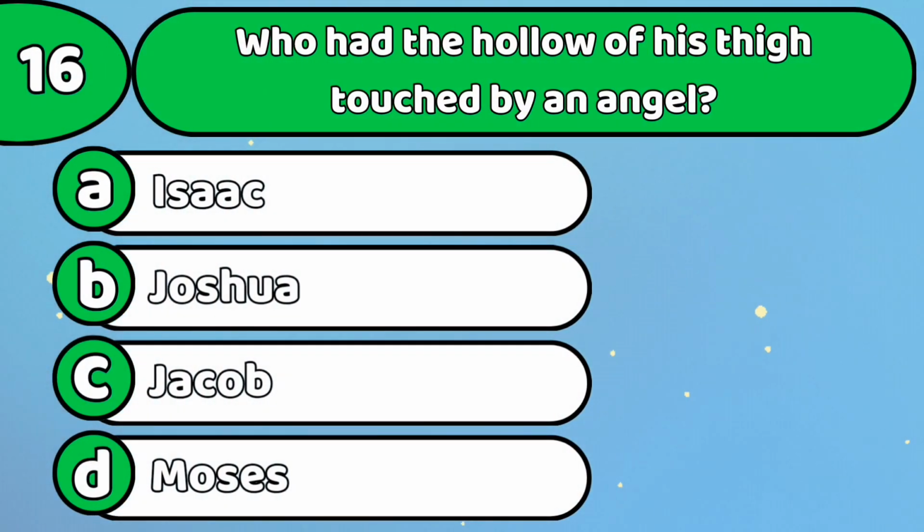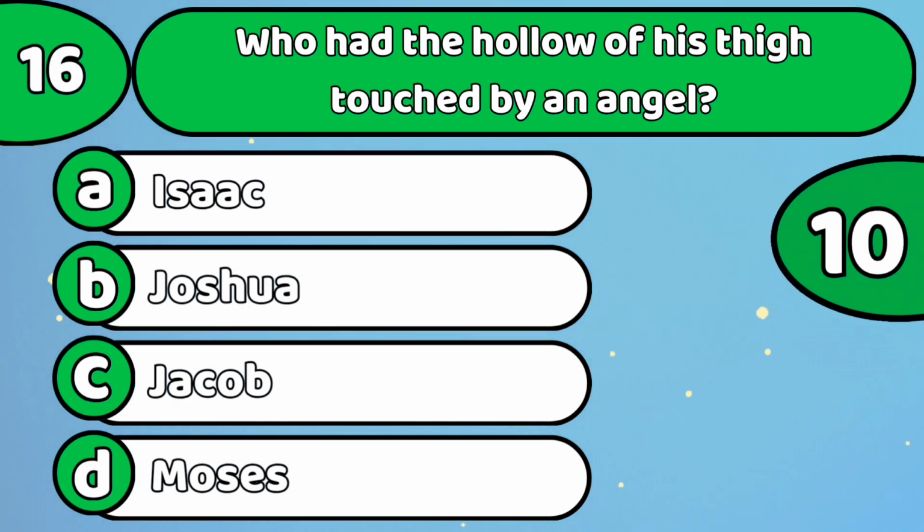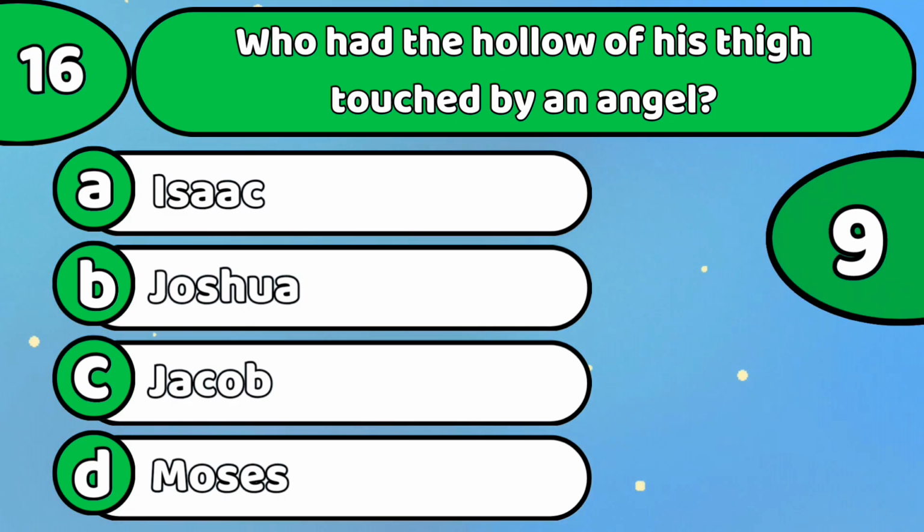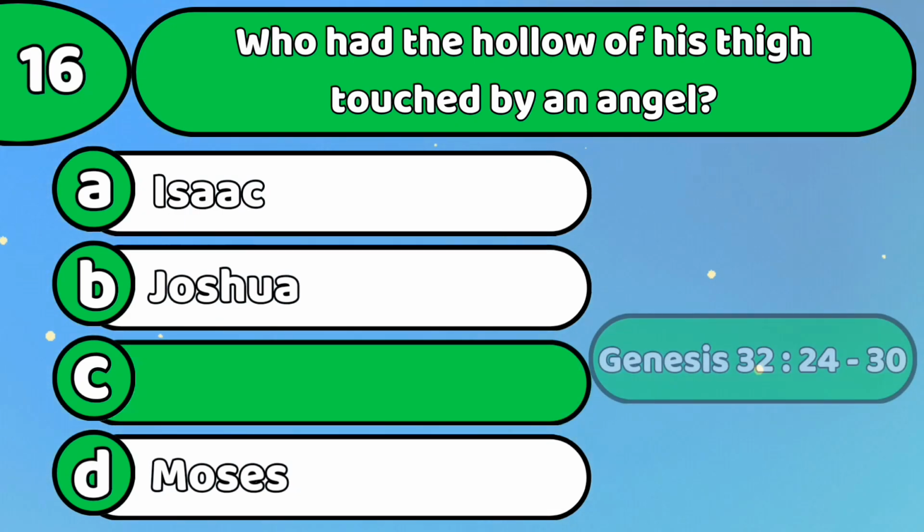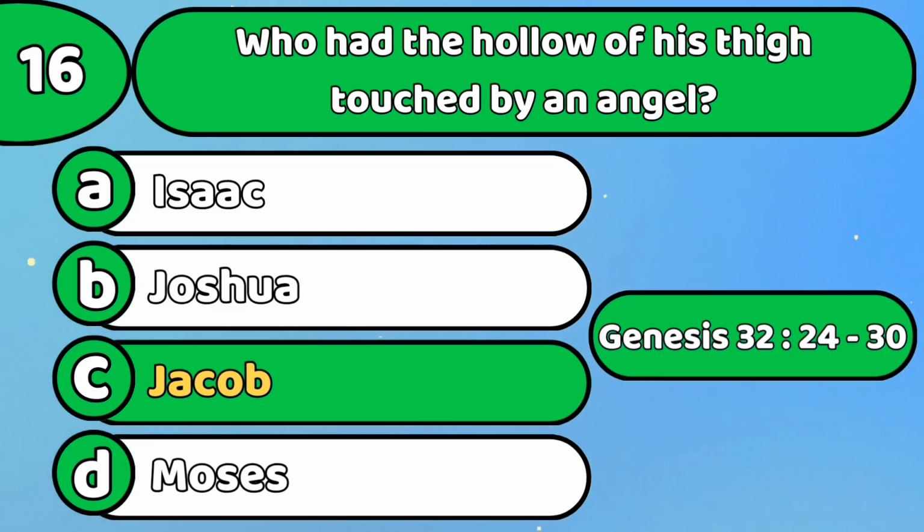Question 16. Who had the hollow of his thigh touched by an angel? A. Isaac, B. Joshua, C. Jacob, or D. Moses? Time to think. Reference: Genesis chapter 32, verses 24 to 30.